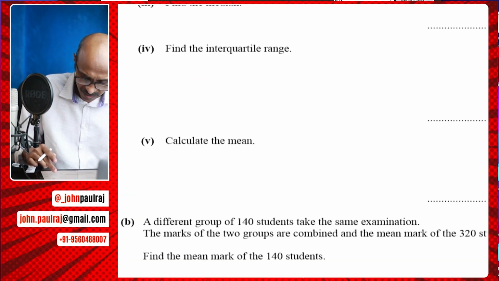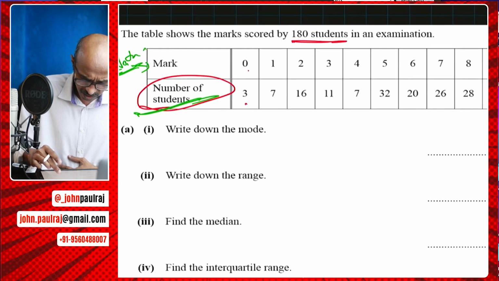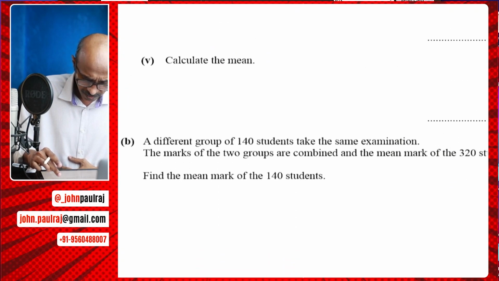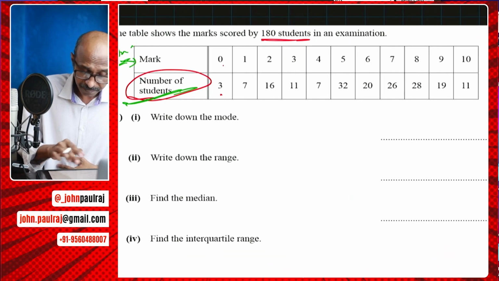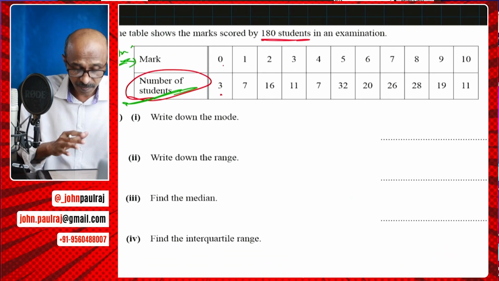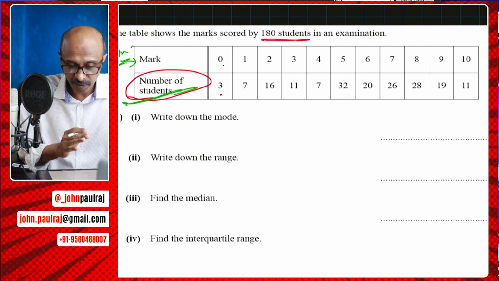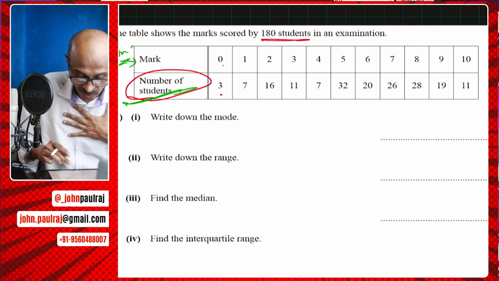Stats, yes, is going to be at least two to three questions. What is this? A different group of students of 140. Okay, this is also a good question. We did this question, I think. Did we? No, I just showed this question to you as an example, another example of ungrouped frequency distribution. I think I'm getting better with the vocabulary right now.